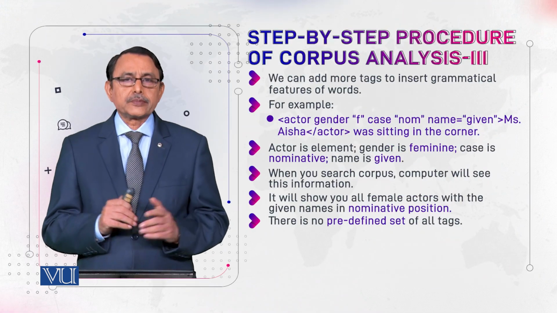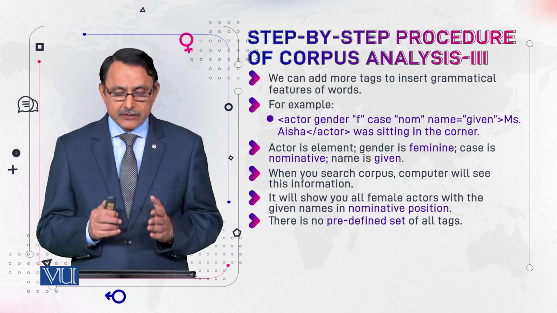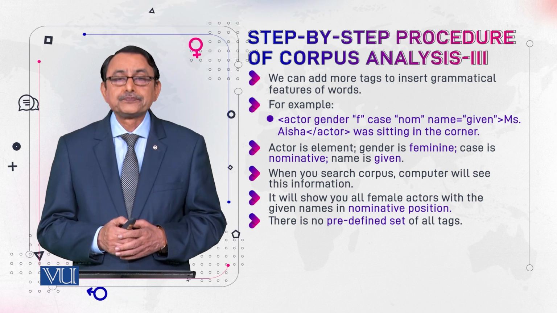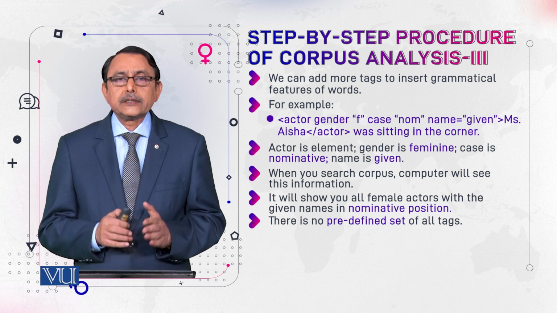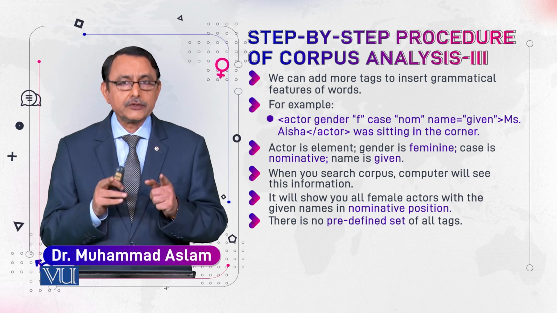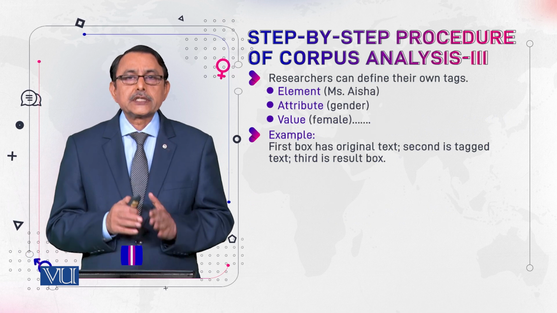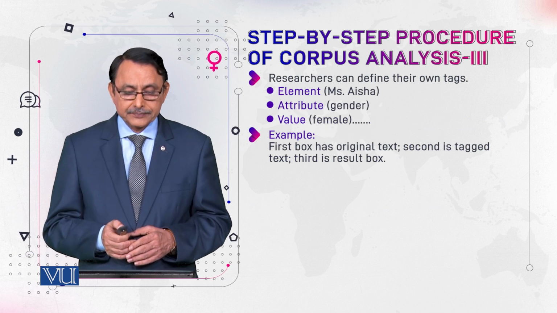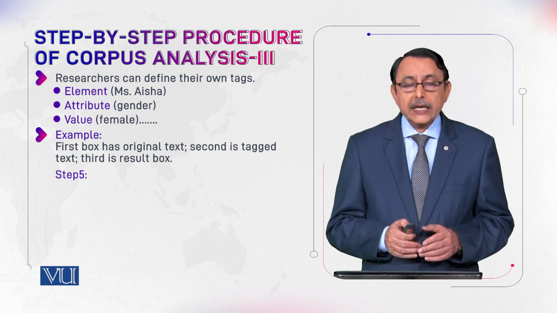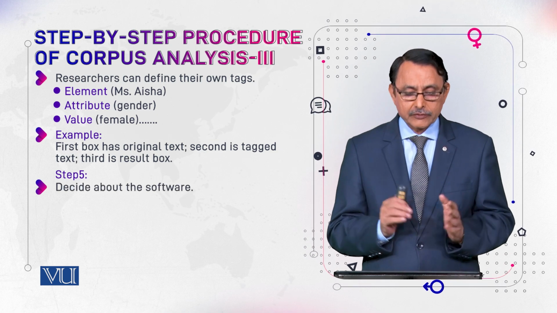When you search a corpus, the computer will see information for you, and this information is visible to the computer because of your tagging. Tagging involves these three elements, and then you decide about the appropriate software.